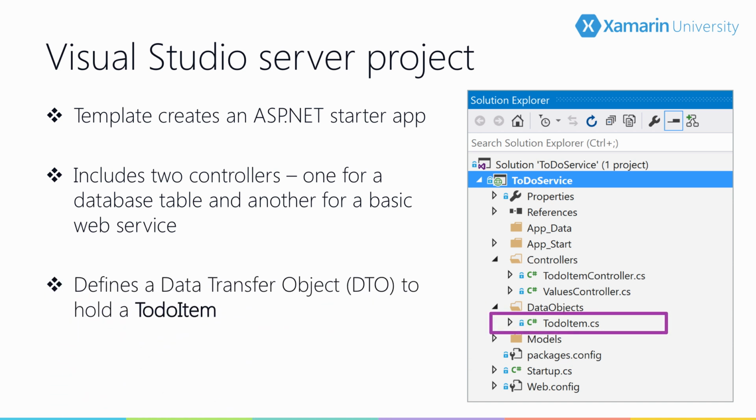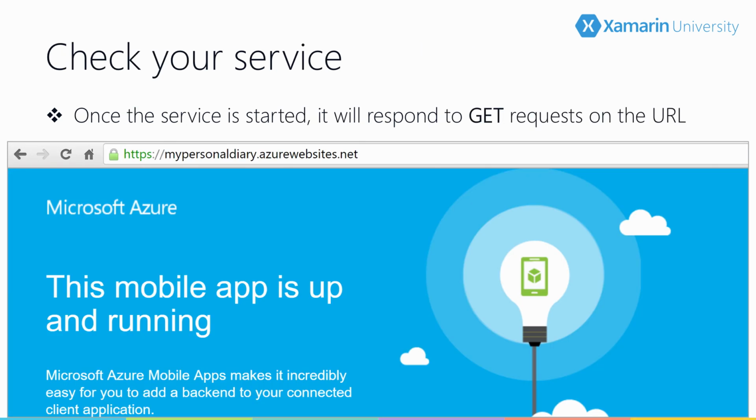To support the database table, the ASP.NET project also includes a data transfer object, or DTO, named to-do item. We'll look closer at this in the next section. Once you've created your server using either the portal or Visual Studio, it should be up and running once the dashboard is visible. You can verify this by typing or pasting the URL into a browser. A default page is displayed to indicate that this is a mobile app service.